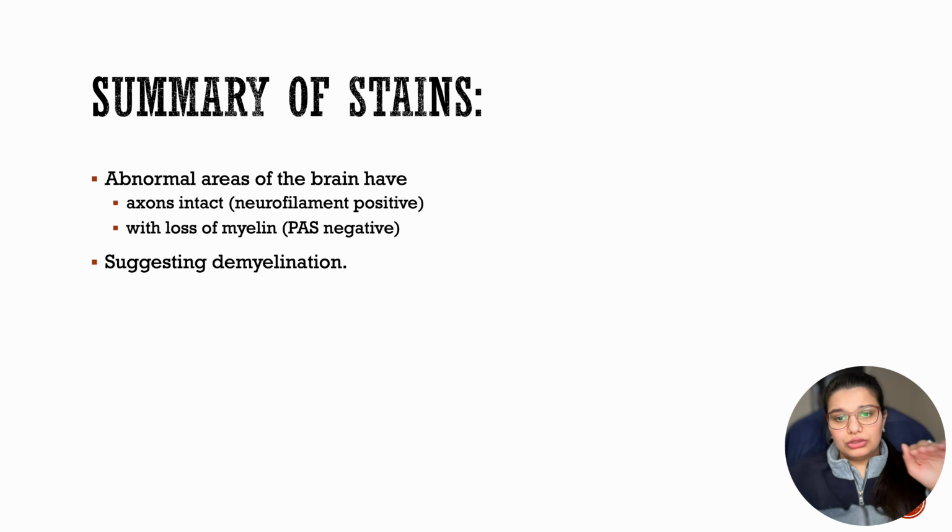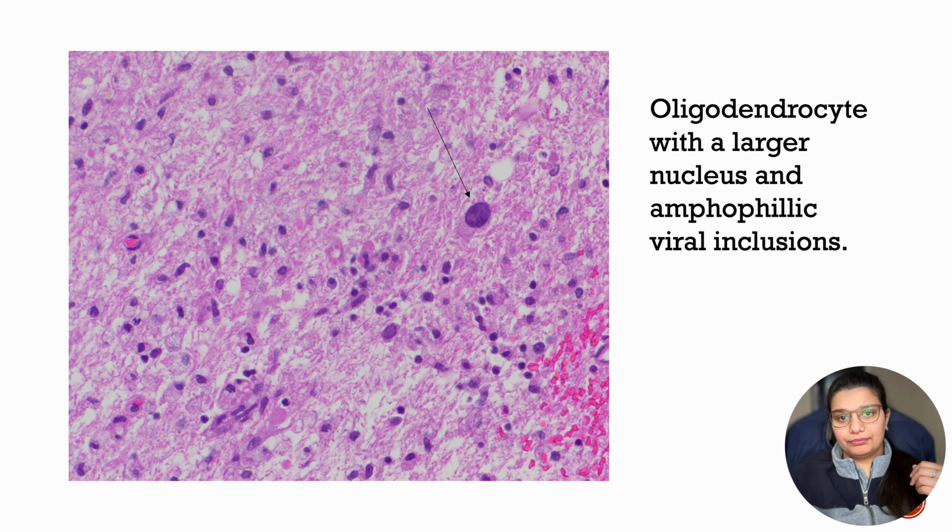Now we'll focus on the viruses which cause demyelination, and what came to our mind was maybe it's JC virus. So what we did next was a specific stain for JC virus, which is SV40, that I'll show you later. Next we also see, on the H&E slide, this oligodendrocyte with a large nucleus and amphophilic viral inclusions within it, and later we would decide which virus it is.